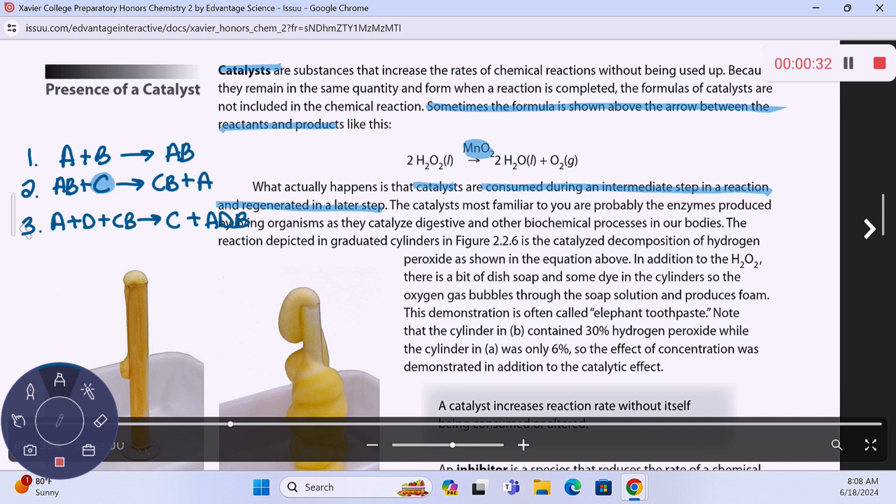Here, let's say C is my catalyst. Notice C is added in one step, and then it's kicked out later at another. That's exactly what happens with catalysts. That's why they say catalysts are not consumed during chemical reactions. Okay?